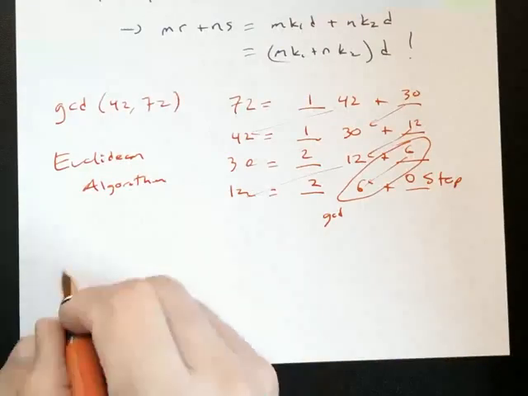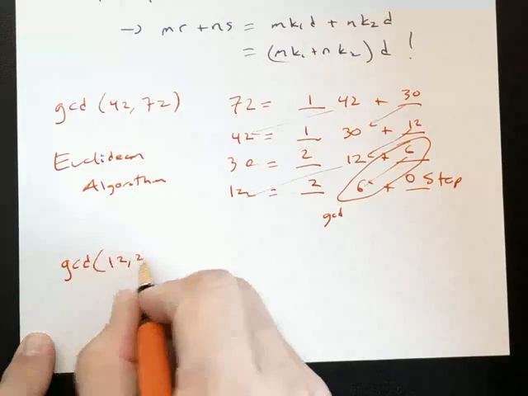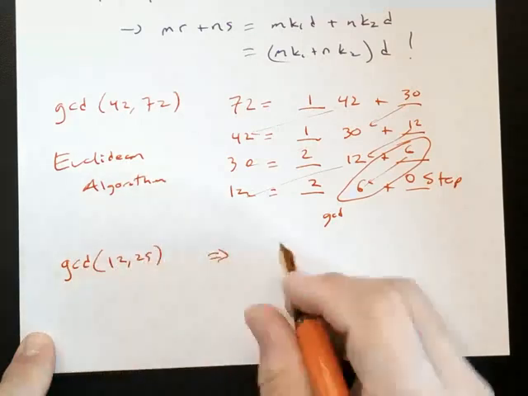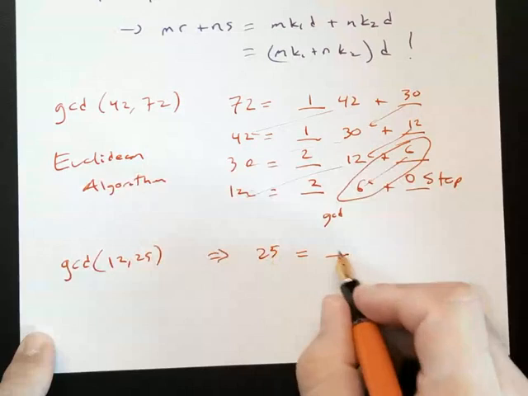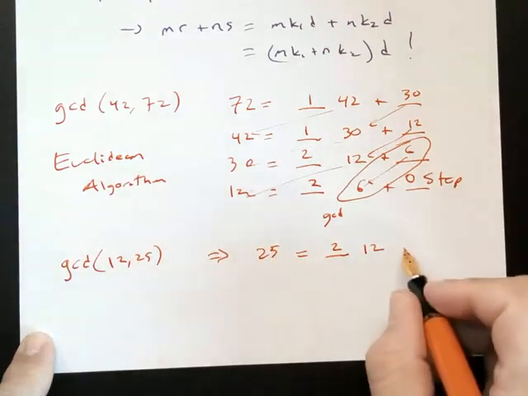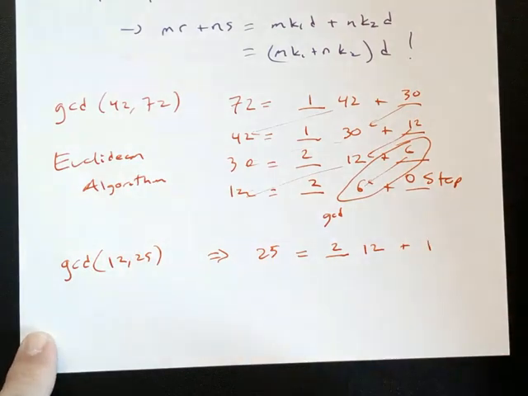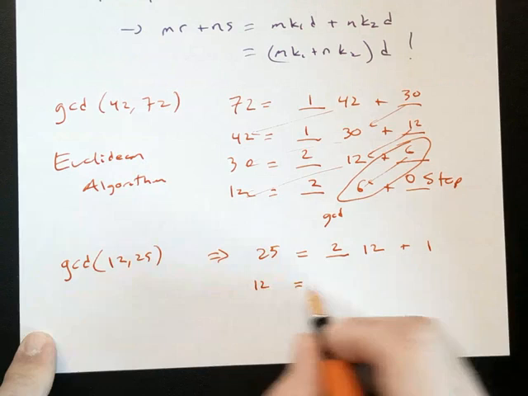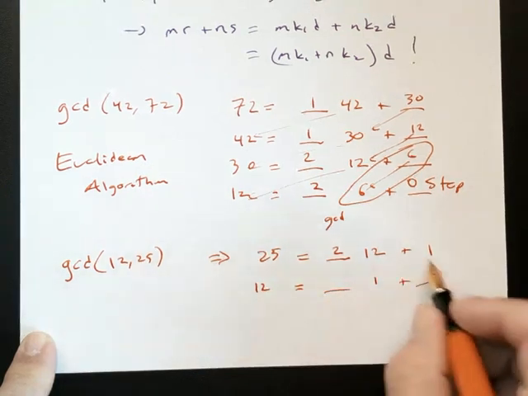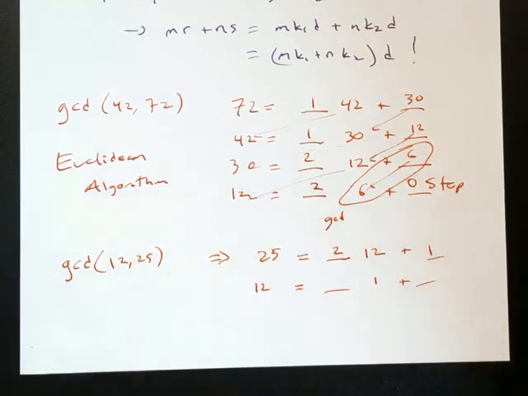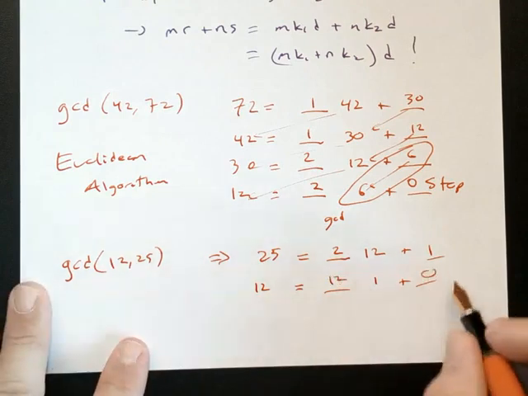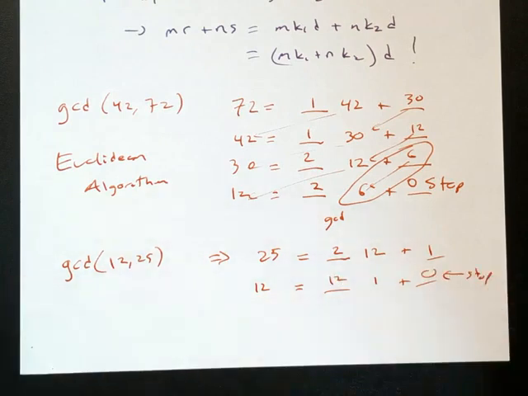So, here's a nice short one. The greatest common divisor of 12 and 25. 25 is 2 12s with 1 left over, right? 12 is something 1s with something left over. Oh, it's going to be 12 1s with 0 left over. Stop. Okay, wait a minute. My greatest common divisor was 1. There was a name for this.